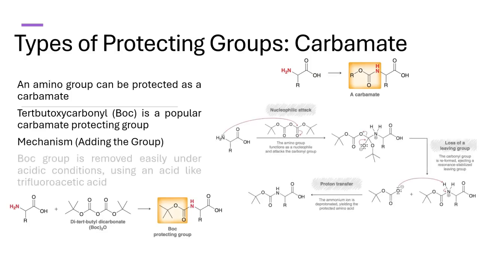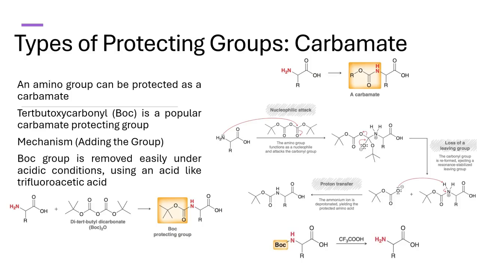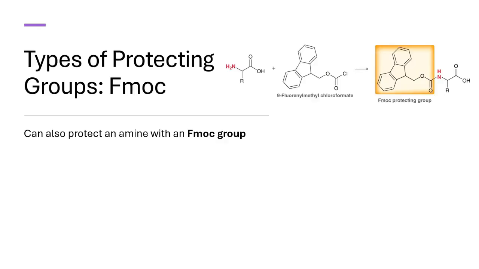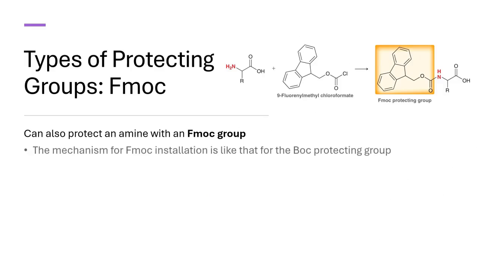There are other protecting groups. We can protect an amine using an FMOC group. The mechanism of installing the group is very similar to the previous protecting group, BOC, and it's removed in this case under basic conditions. Here is an example of removing the group under basic conditions.